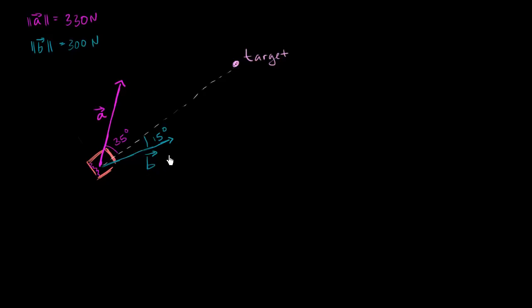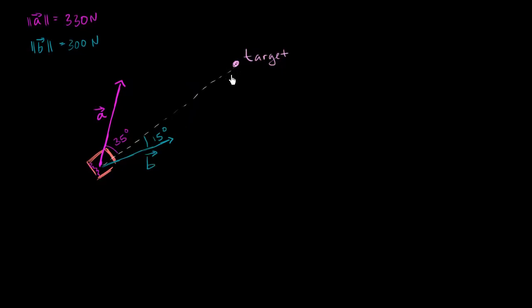Now what I want you to do is pause this video and think about how much of each of their force is going in the direction of getting the box towards the target, and then who is actually exerting more force in that direction. We see that person A is exerting a higher magnitude of force than person B, 330 newtons versus 300, but who's helping the box go more in that direction, and by how much more, and also what's the total force now pushing the box in that direction?